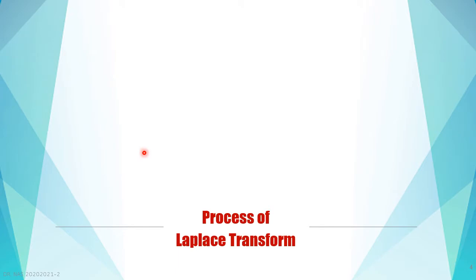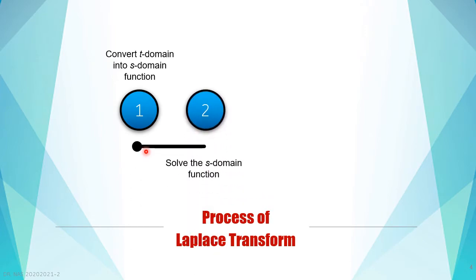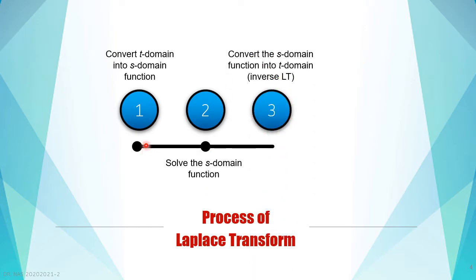Okay, this slide summarizes the process involved in Laplace transform. So the first one, you have the signal in time domain. You need to convert the signal in time domain into S domain. Next, you solve the problem now in S domain function. Next, you need to convert the S domain function back into T domain by using inverse Laplace transform. Finally, you get the final output.